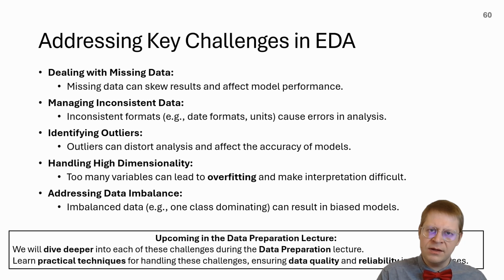And finally, addressing data imbalance by methods like resampling or using specialized algorithms ensures that your models do not become biased towards the majority class. And implementing these strategies is crucial to ensure that your insights and predictions are both accurate and robust. And we will dive deeper into each of these challenges during the data preparation lecture.